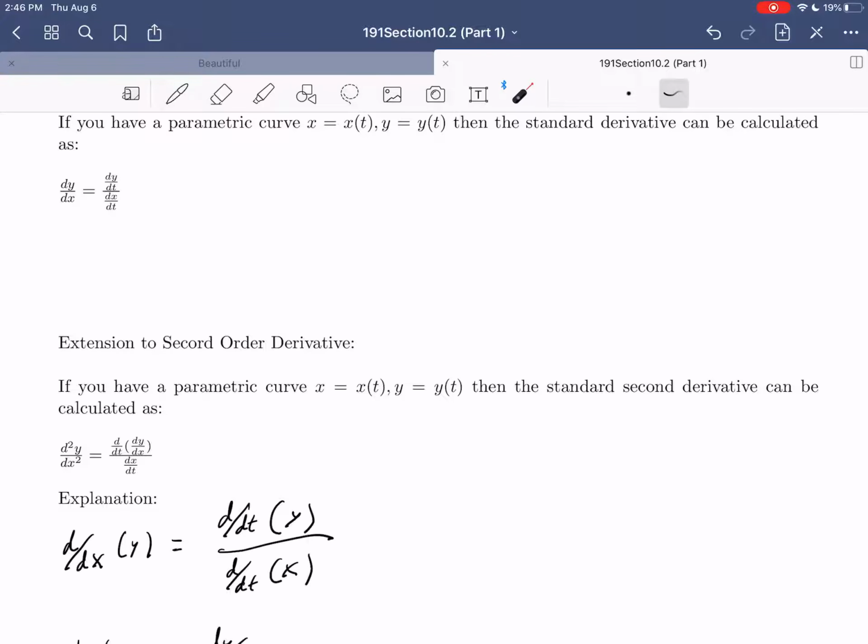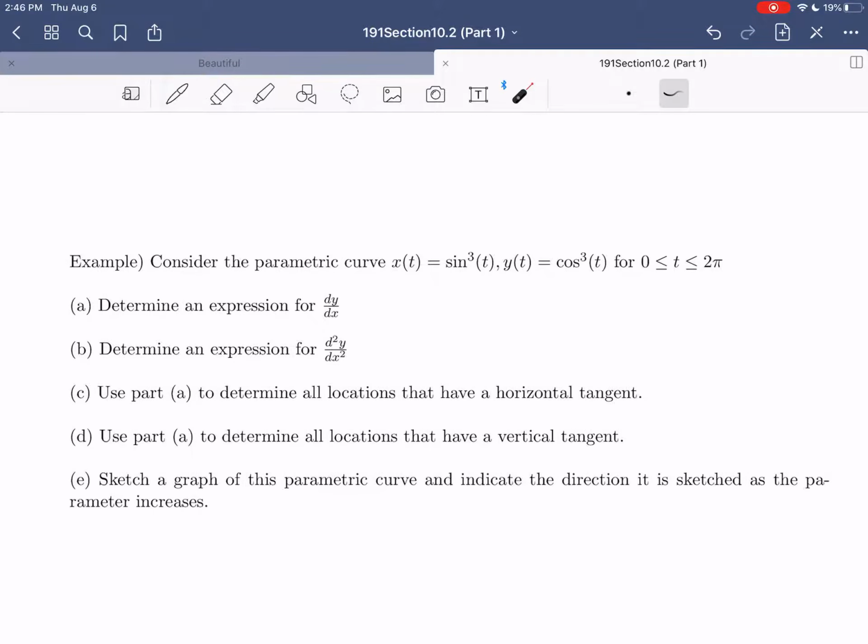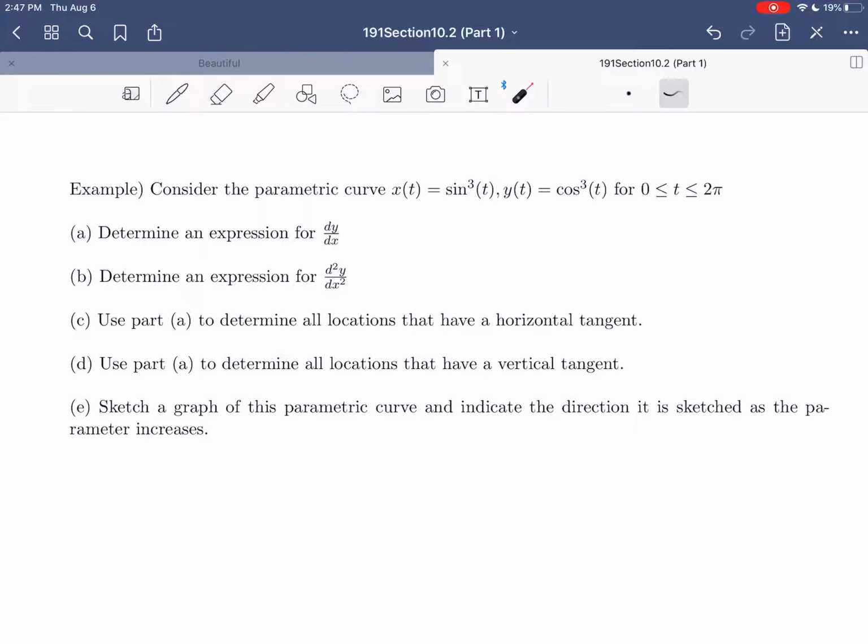All right, let's get into looking at some examples. These examples will have a twofold purpose. One is they'll allow us to practice these two formulas here, but they'll also show us how the derivative information can be useful when sketching a graph. So let's go ahead and take a look. We're going to consider the parametric curve x of t is sine cubed of t, y of t is cosine cubed of t for 0 ≤ t ≤ 2π. So we have a little restriction for where we're going to be looking.